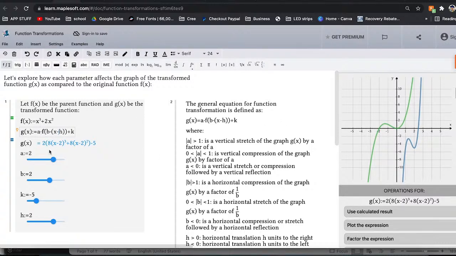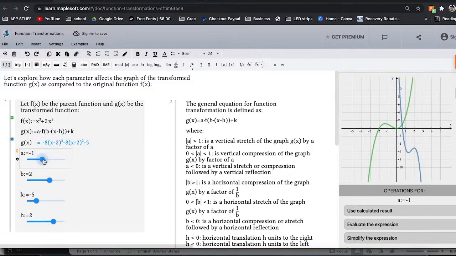Right here we have a as the coefficient on the outside of this f function, and k is going to be this constant term on the outside over here. As you can see, when we're adjusting the values of these coefficients, we're changing how this blue function works, which is g of x. The green function is f of x, and the blue function is g of x, and we're just changing the blue function when we're adjusting these values.